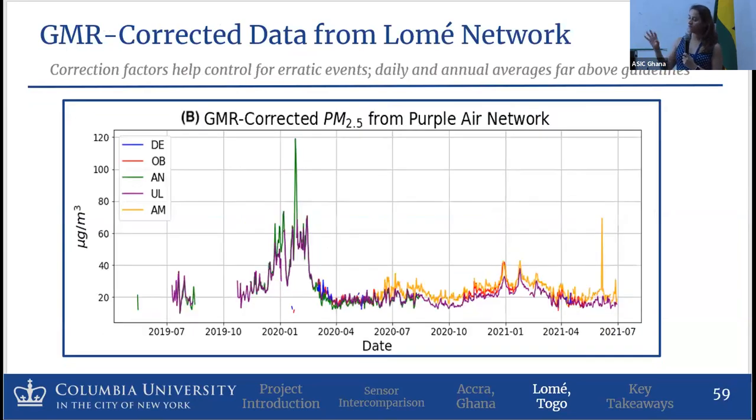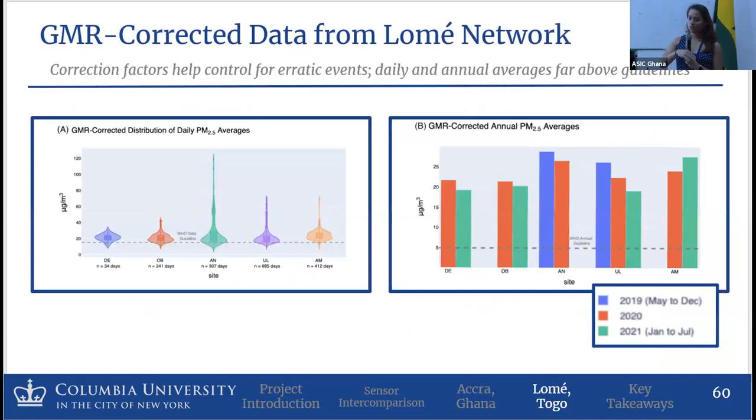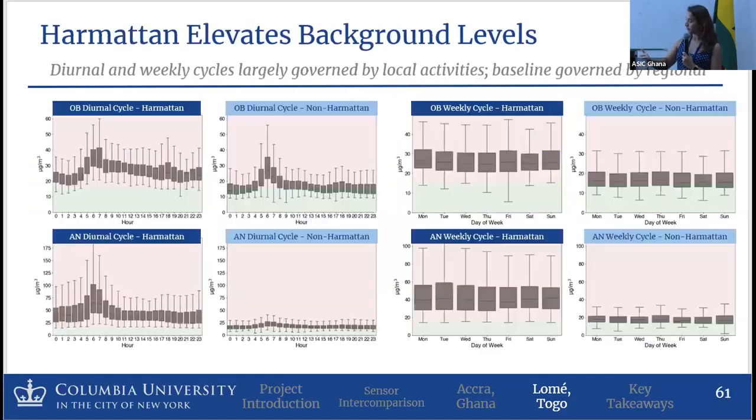So we corrected all 5 of the sensors using the same technique. And we used a co-location correction based in Accra, but now that there's reference monitors in Togo, Sonla's paper will use a correction factor developed specifically in Togo and then compare the 2. So just generally very similar to the graphs we already saw, a violin plot showing the distribution of the PM2.5 at different sites in the city, as well as an annual distribution.